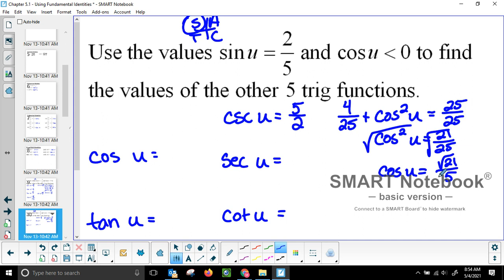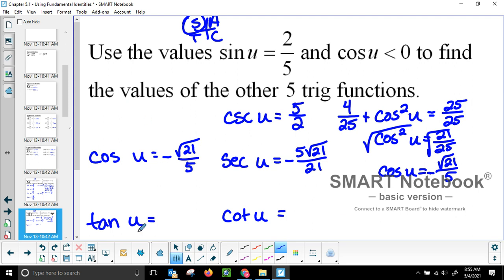Now, of course, this can be positive or negative. It tells us here that cosine is less than 0, which means that has to be negative. So this will be negative square root of 21 over 5. For secant of theta, we can just flip that. Of course, we'll have to rationalize it. So this will be negative 5√21 over 21.